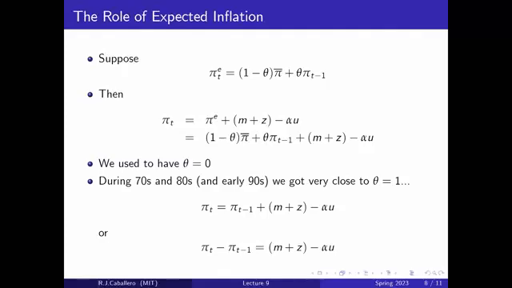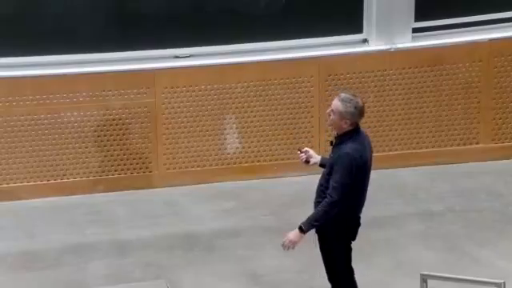And so if I replace this more general model of expected inflation in the Phillips curve, I get this expression, which now has this extra term. We used to have theta equal to 0, but during the 70s and 80s, and even the early 90s, theta got to be very close to 1. If you estimate these models, you get that theta was very close to 1.